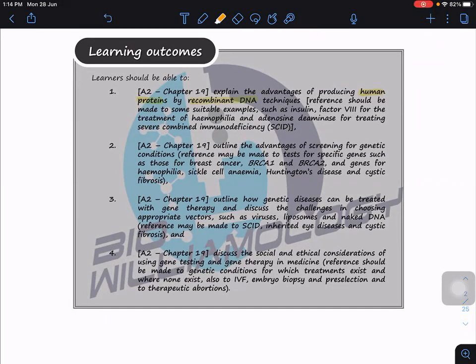Particularly, we talk about insulin, factor 8 for the treatment of hemophilia, and adenosine deaminase for the treatment of severe combined immunodeficiency, or we call it SCID. Those diseases I will go through with you. Hemophilia I won't, but SCID, yes, I will go through with you. So this will be the first part. Basically, we talk about recombinant DNA used in medicine as medicines here.